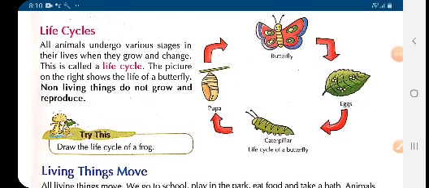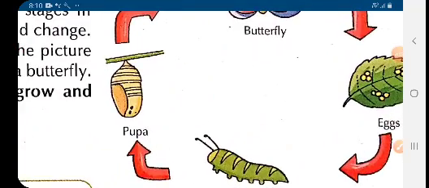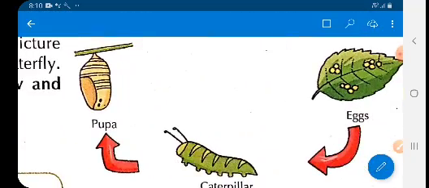So children, from the egg, the larva or the caterpillar comes out. These caterpillars eat a lot as they are very foodie, or very greedy kind of insects. They eat a lot and become a fat caterpillar, and then it creates a kind of shell around it. That shell is called a cocoon, or that stage is called pupa. Under this pupa, it grows and changes into a young butterfly. Then it comes out of the pupa, and this young butterfly changes into an adult butterfly.